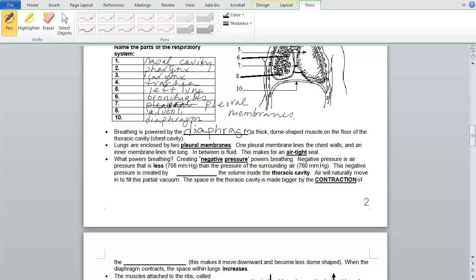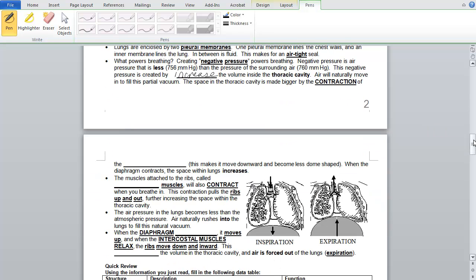So what makes us inhale and exhale? It's the creation, as we did in our little model in class, of negative pressure. This negative pressure, which is less than the pressure outside, is created when we increase the volume inside the cavity. So when you increase the volume, it decreases the pressure, and therefore air rushes in to fill up the kind of vacuum that has been created by this contraction of the diaphragm.